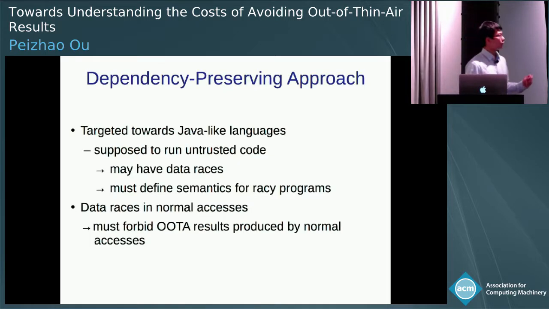Now, let me show you our first approach, which works by preserving dependencies. This approach is targeted towards a Java-like programming language. In Java, it is supposed to run untrusted code, which may have data races. Now, to satisfy its security guarantees, the memory model must define semantics for programs with data races. And now that normal memory accesses can have data races, they can potentially have out-of-thin-air results. So our approach must forbid out-of-thin-air results that are produced by normal memory accesses.